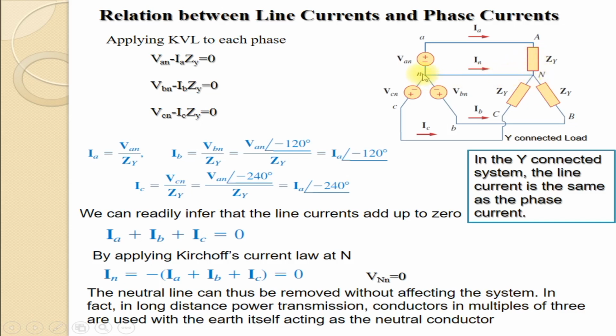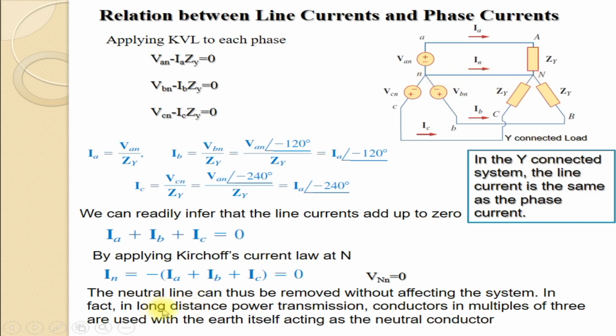That means these two points, small n and capital N, are at the same potential, and this point is at a potential of 0, because all these voltages are measured with respect to n. So Vn will be equal to 0. That is why there is no current flowing between these two points when they are connected by a solid line. So the neutral line can thus be removed without affecting the system. That means there is no current through a line connecting the neutral of the generator and the neutral of the load.